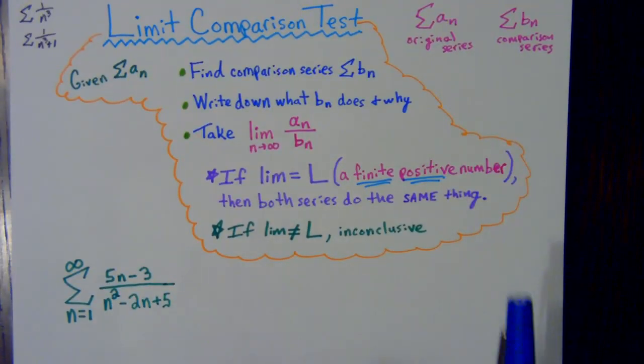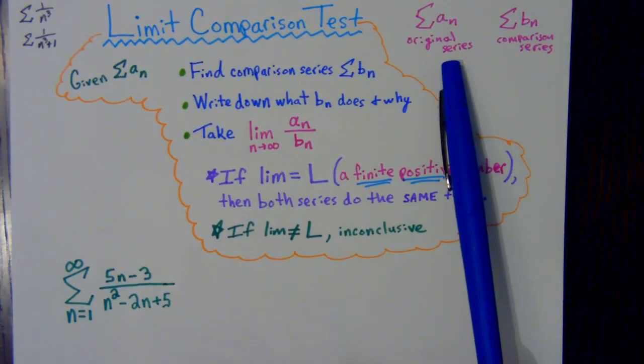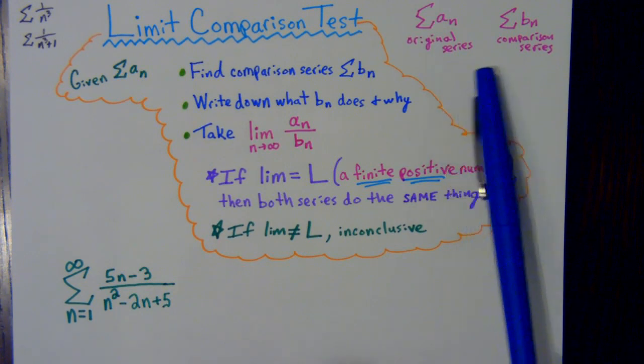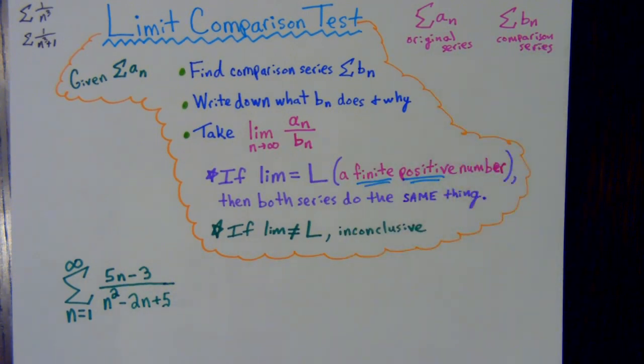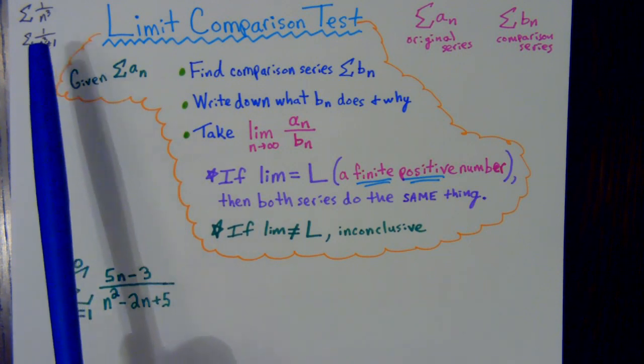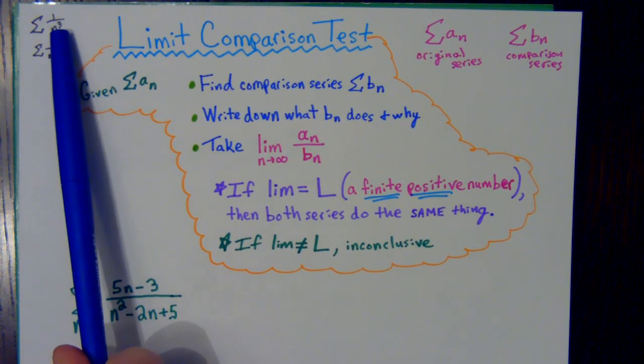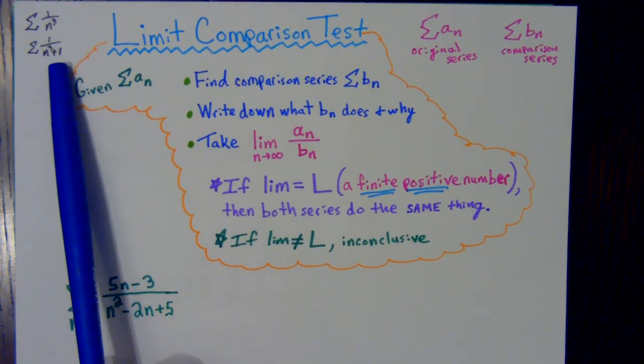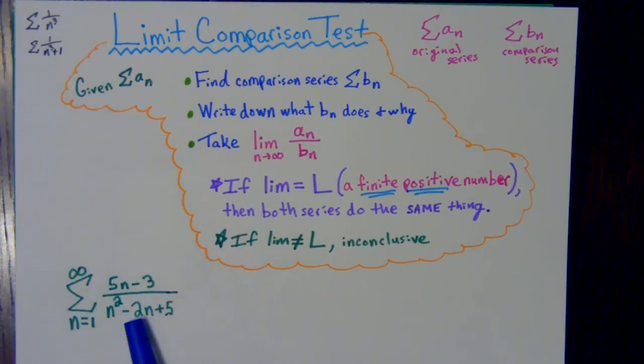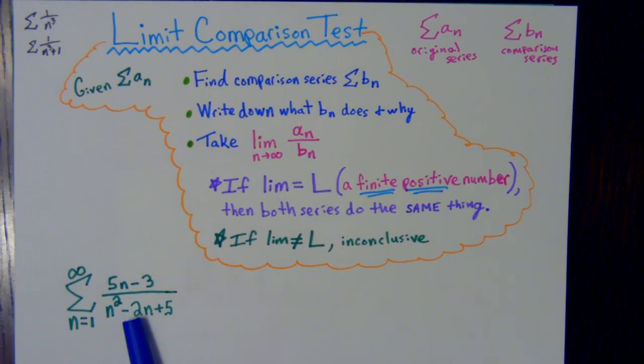Throughout the rest of this chapter, A sub n is going to represent our original series, like our original problem. B sub n is going to represent our comparison series. So that's the notation we're going to use. Now, you know, like 1 over n cubed, that's a convergent P series. But 1 over n cubed plus 1, that's no longer a P series. This example we're going to do is certainly not a P series.